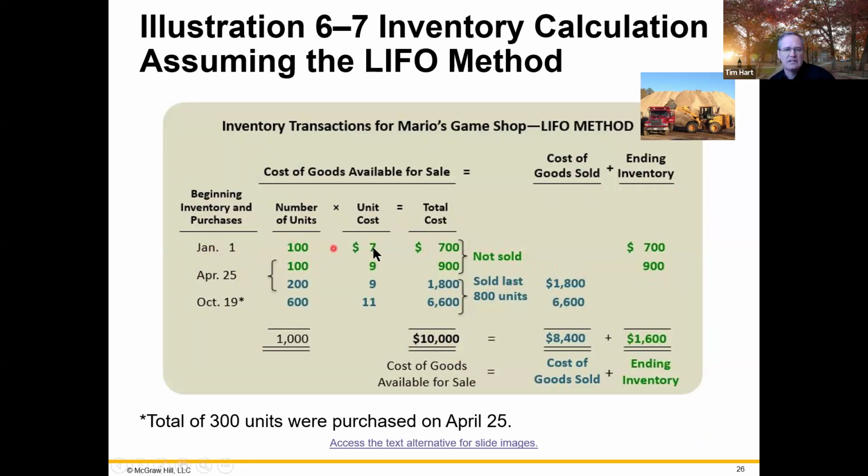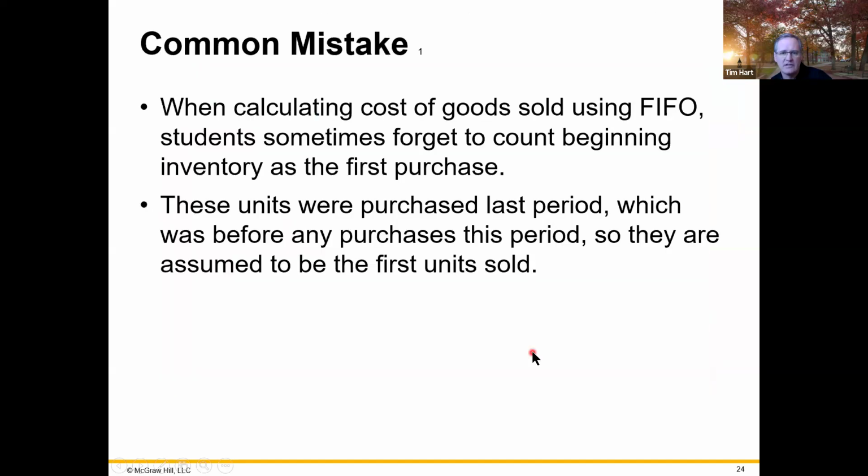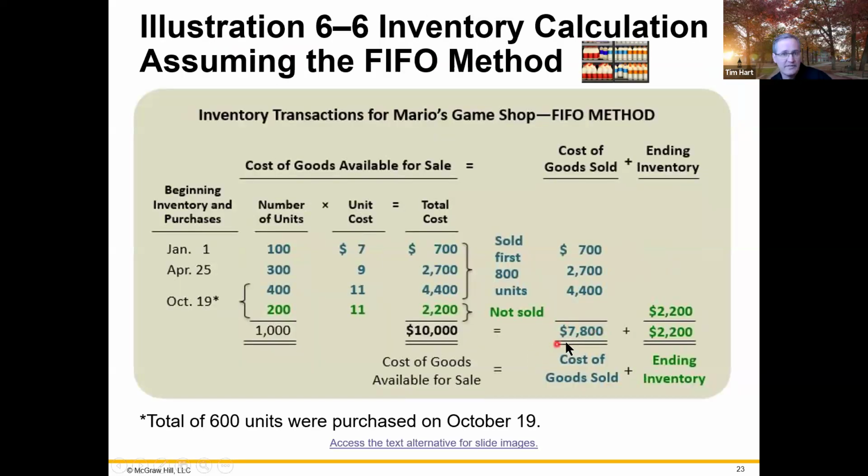Same purchase items, $7, $9, and $11 units sold. But now we are going to count the last units sold. So the $600 of the $11 unit cost items and 200 out of that 300 batch, we're going to consider these were the ones that were sold. It's still that same cost of goods available for sale. That didn't change, but the cost of goods sold is quite a bit different, right? $8,400 instead of $7,800. Okay? And if this is in millions, that's a big chunk.